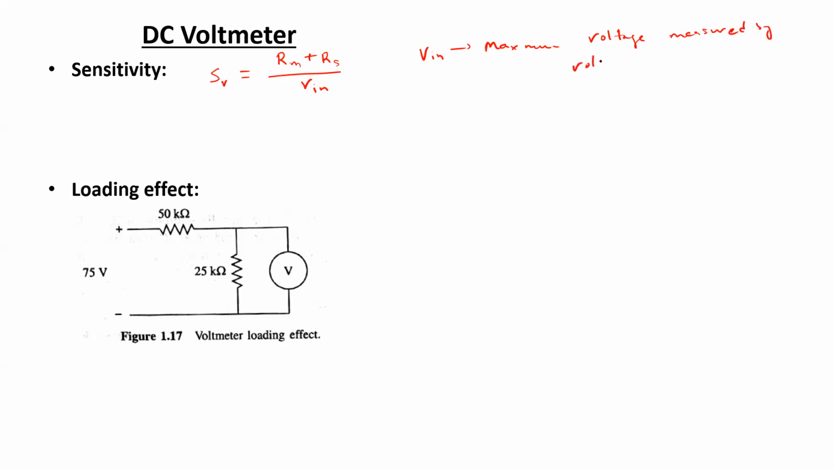So if Vin is the maximum voltage measured by the voltmeter, then the full scale deflection current for the voltmeter can be easily written as Vin divided by Rm plus Rs, considering the basic circuit shown in one of the previous slides. So this is how the full-scale deflection current can be related in terms of voltmeters.